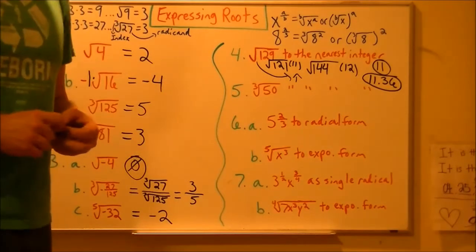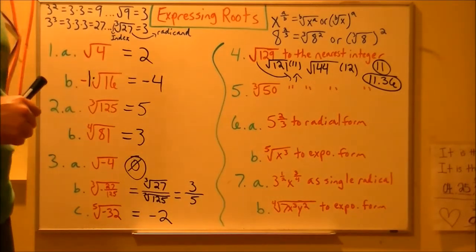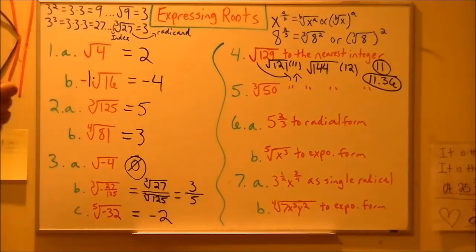Number 5, we are going to round the cubed root of 50 to the nearest integer. Let's round the cubed root of 50 to the nearest integer, and then we will use a calculator to find it to the nearest thousandth.